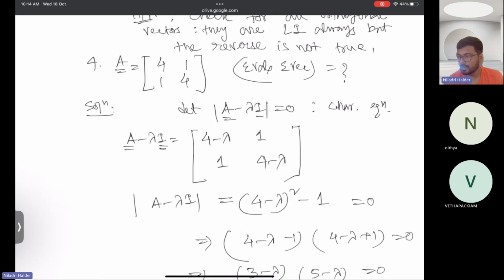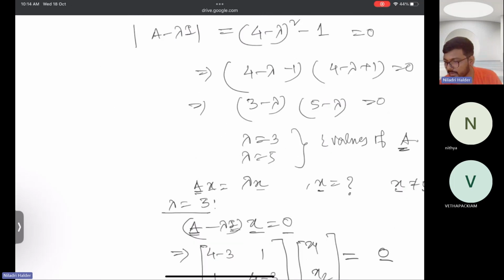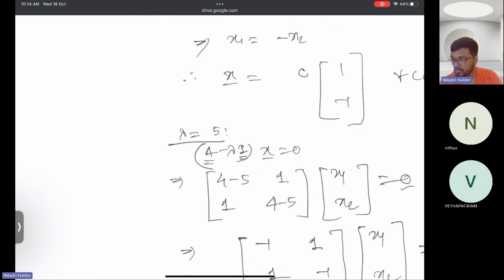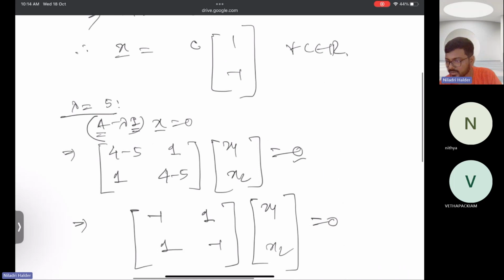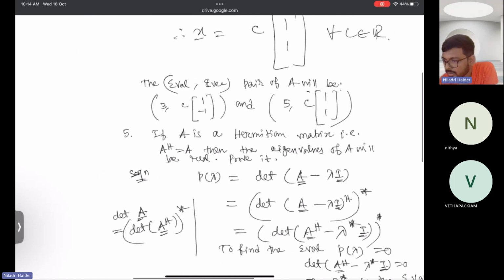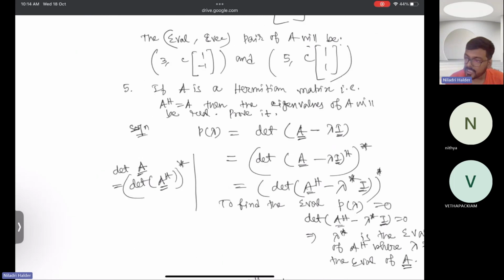So the solution of determinant of A minus lambda I equal to zero will give the eigenvalues, and then putting those eigenvalues in the equation Ax equals lambda x, we will get the eigenvectors. So that is a very simple process to find eigenvalues and eigenvectors. Then, if A is a Hermitian matrix, then A Hermitian is equal to A. That will give all the eigenvalues real. So that proof is here.